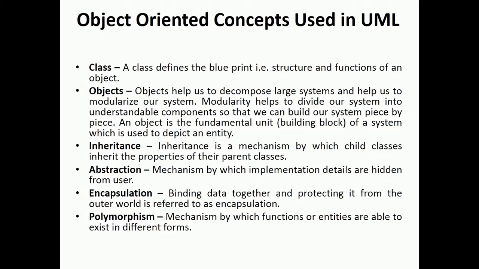For example, if there is a plus operator and we are using it on two numbers, this is simple number addition. But if we are adding two strings using that same plus operator, this is known as string concatenation. So this is an example of polymorphism.